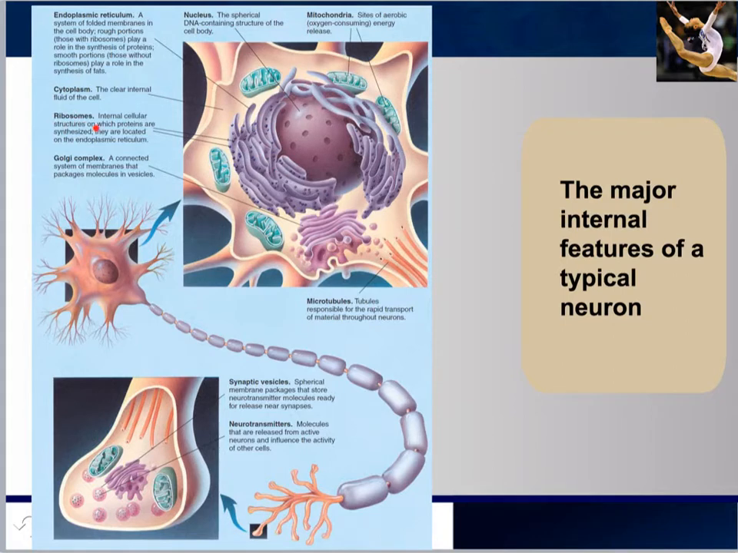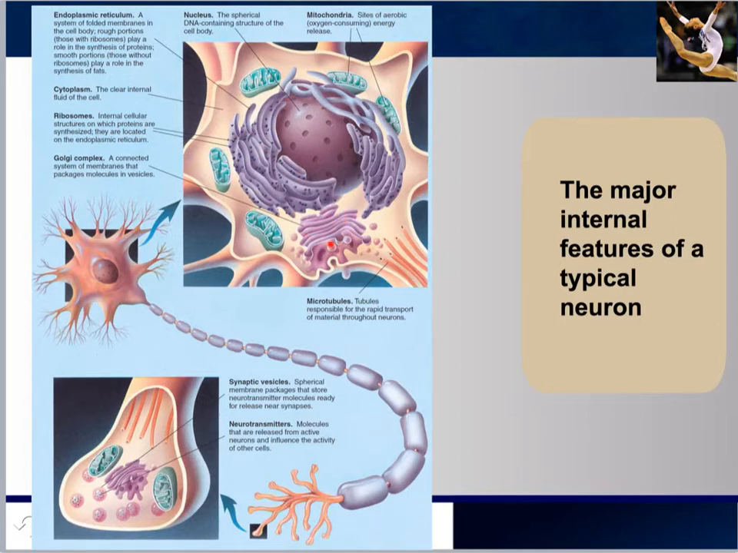As you may remember, proteins also give way to behavior changes and also to tissue. The cytoplasm here is the clear internal fluid of the cell. This is what some people argue holds some of these organelles in place. The ribosomes, which are the dots, as we said, are internal cellular structures on which proteins are synthesized. So the synthesis that comes from the endoplasmic reticulum, which was obtained based on the DNA code, would then be synthesized on here, and this would then make its transition out elsewhere.